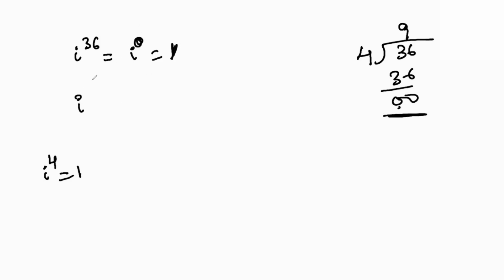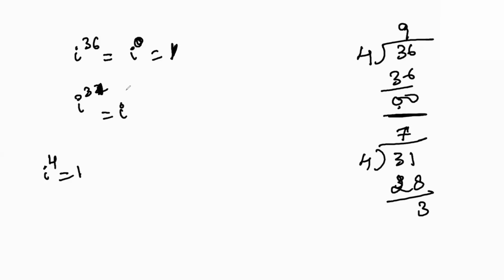Right. So if I have, say, 31, again I divide it by 4. If I divide by 4, what will I get? So 31 divided by 4 is 7 with remainder 3. So this will be 28, with remainder 3. So this is i to the power of 3. i to the power of 3 value is what, dear?